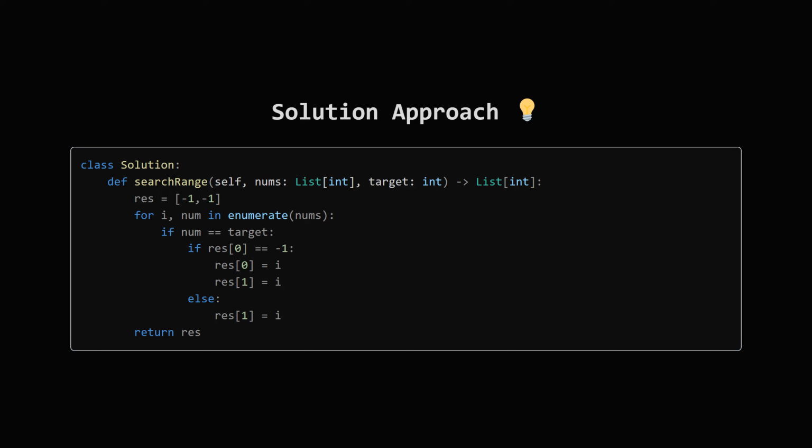Here's my solution. I just iterate through the array, keeping track of the first and last positions where I find the target. If the current number equals the target, and it's the first time we've seen it, I set both the start and end positions to the current index. Otherwise, I just update the end position. The big O of this is big O of n since it just goes through the array once.